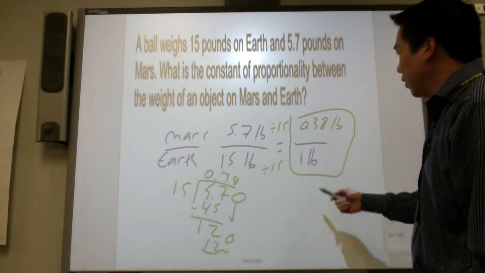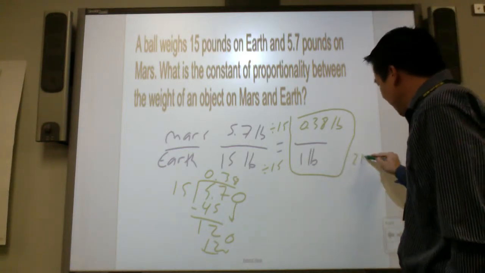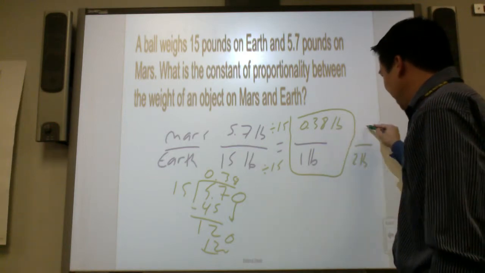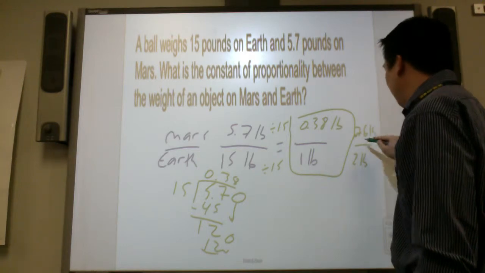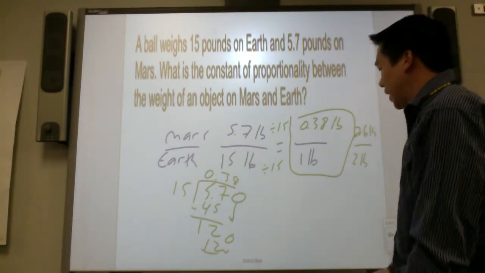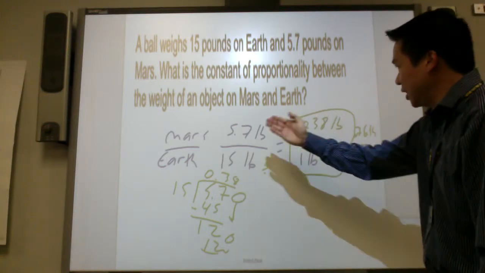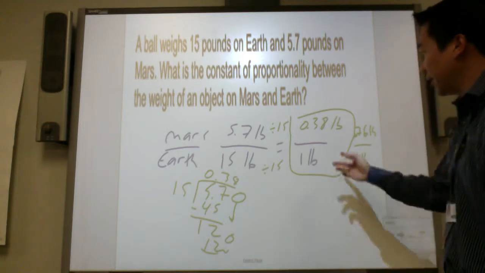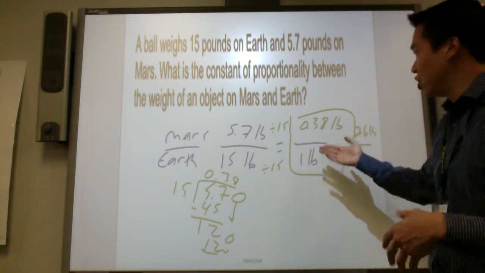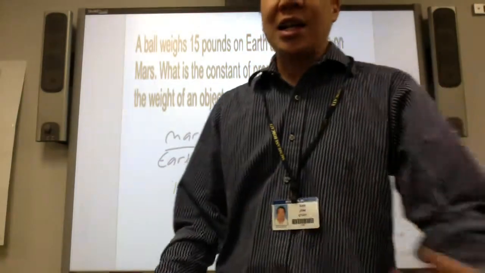So if I have 2 pounds on Earth, double it, it'll be 0.76 pounds on Mars. And so this is a direct variation. These two are related to each other. All 3 of these have a direct variation. They're all related to each other. But if you broke it down, the simplified ratio is 0.38 for every pound. So this is the constant of proportionality.